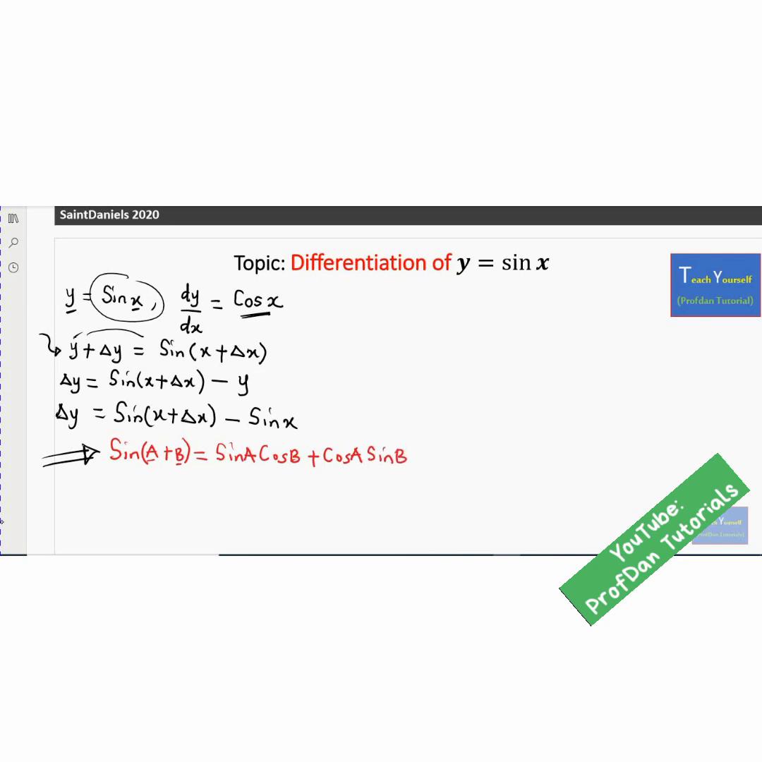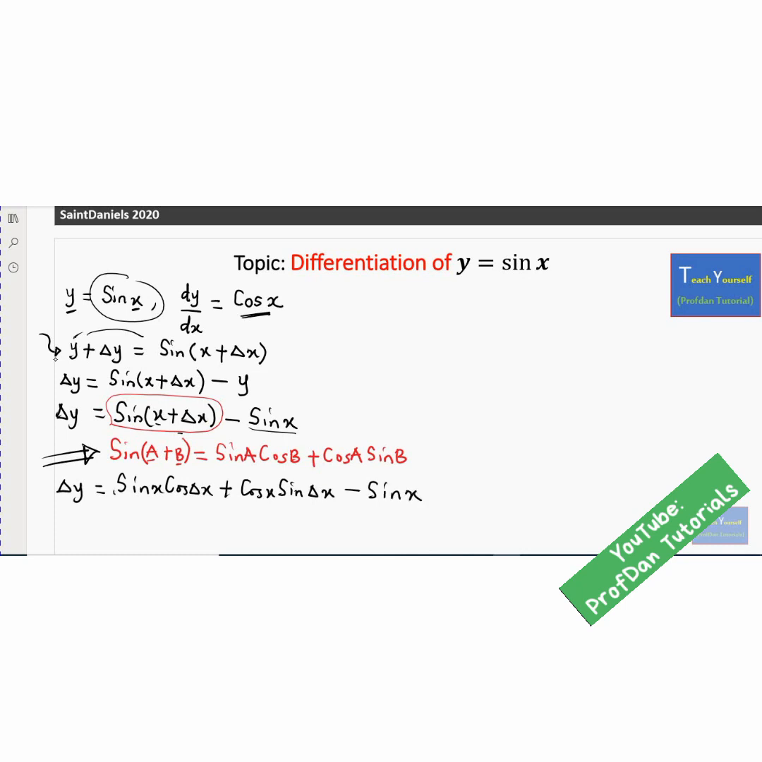The sine of a plus b is going to give you sine a, cosine b, plus cosine a, sine b: the sine of the first and the cosine of the second, plus the cosine of the first and the sine of the second. If we apply this to the first term here, sine of x plus delta x, we're going to have sine x cosine delta x plus cos x sine delta x. That's for the first term, and we still have the second term, minus sine x.